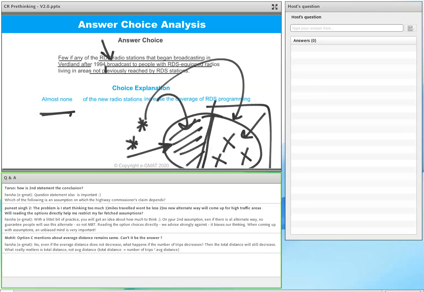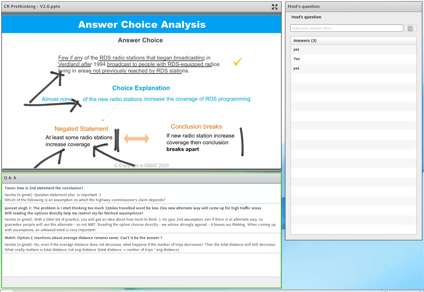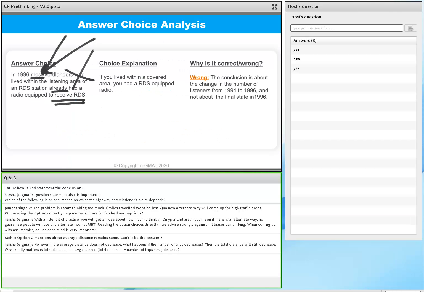Translate this answer choice. It's just broadcasting to the same people that were there earlier. This is the correct answer. You have the negated version over here.